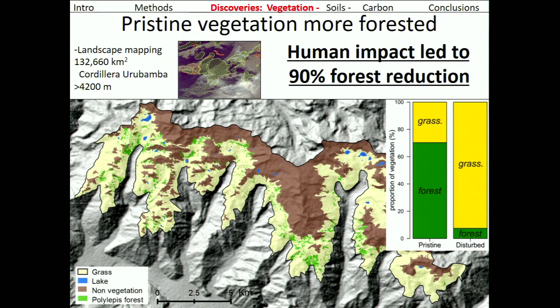So if we start off, we did a landscape mapping study of the entire Cordillera Urubamba, whereby we mapped forests and grasslands and azonal areas across the entire Cordillera Urubamba. And then we also mapped inaccessible areas onto this, and we looked at the proportions of forest and grassland within the pristine inaccessible areas and the disturbed accessible areas. What we found was there was a lot more forest in the pristine areas compared to the disturbed areas. Now, if we assume that these pristine areas are representative of the entire variability in the landscape, we could infer that human impact has led to a 90% forest reduction, which is massive.